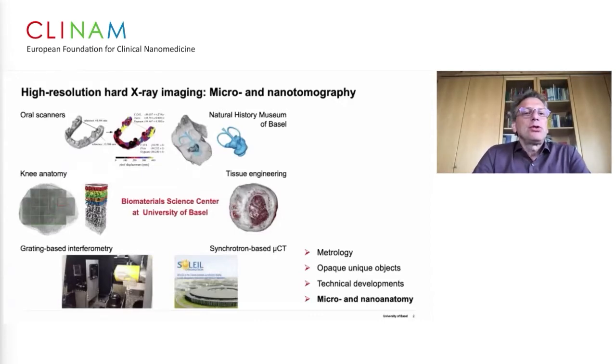We are doing high-resolution hard X-ray imaging in our department, and we have a core facility on micro and nanotomography. For many years, we have been dealing with this technique that is used for different purposes. For example, to precisely measure the precision of oral scanners or maybe aligners. We are also investigating unique objects. For example, you see here an example from the Natural History Museum in Basel, where we can visualize internal structures within opaque unique objects. And the same applies, for example, for the anatomy of surgeon organs or tissue-engineered constructs.